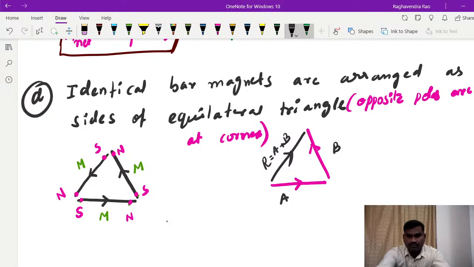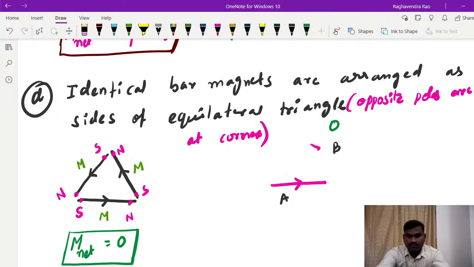But if the direction of this is reversed, or if it is in the same order, that means the net value will be equal to 0. In the same way, here all are in the same order. Now the net magnetic moment of this arrangement will be equal to 0, because the effective magnetic length is equal to 0. So from that point we can say the net magnetic moment is equal to 0. Otherwise, we can take it like this from the statement of the triangular law of vectors.